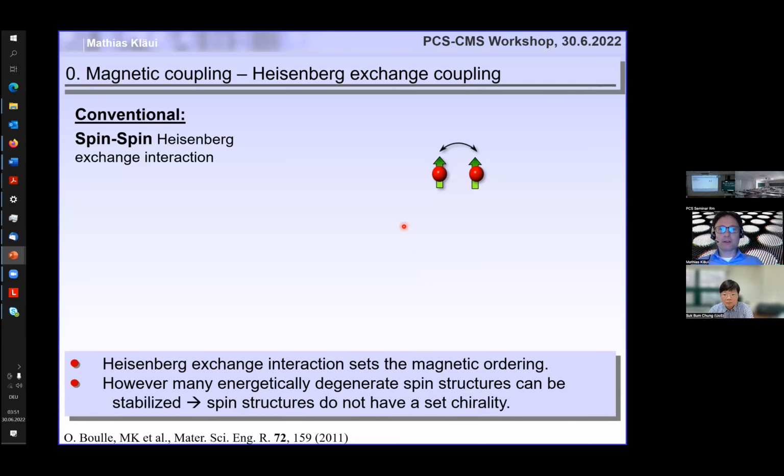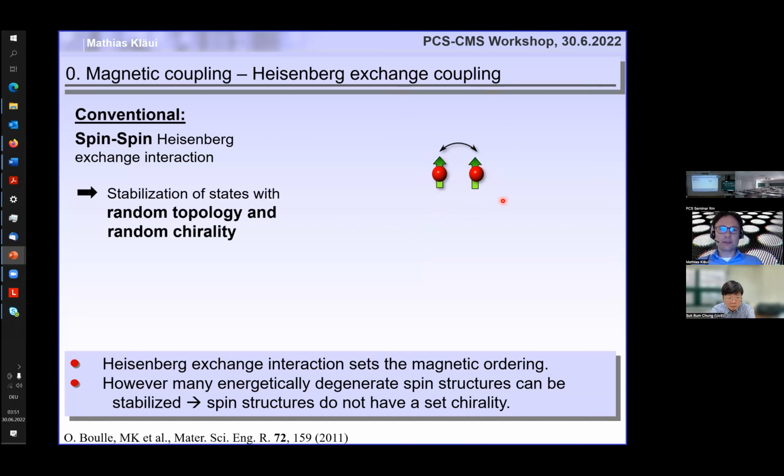Now, everyone knows that typically in magnetism, we have Heisenberg exchange, which stabilizes two spins parallel or anti-parallel. However, the spin-spin Heisenberg exchange interaction does not stabilize Skyrmions with a certain topology, but it stabilizes simply spins with all kinds of directions as long as they are parallel. Now, this is a problem because if you have states that have different topology and different chirality, then there are many decay channels and this reduces the stability.